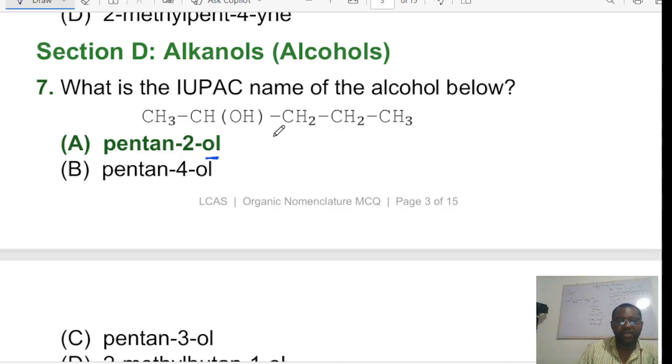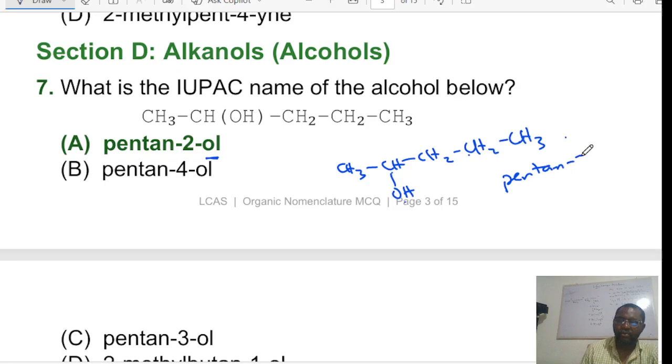So continuing from this, we have CH3CH(OH). OH is definitely a branch. Once you see a functional group in a bracket, it means it's a branch. So if I want to write this, it's going to be CH3, CH, then we have OH, then CH2, CH2, then CH3, okay? Since OH is in position 2, it's going to be 1, 2, 3, 4, 5. Five carbons means pentan-2-ol, because OH is in position 2. I hope this makes sense. Now the answer is A.